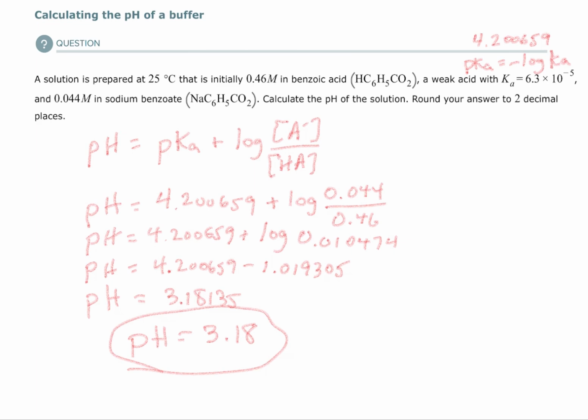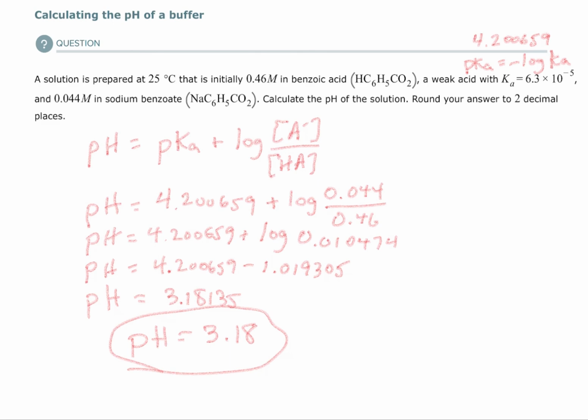So the rest is quite simple. You're just going to fill it in. So I took the negative log of my Ka, found 4.2 something, and then made a fraction out of my molarities, because they gave you the two molarities, the molarity of the conjugate base and the molarity of the acid, and then took two decimal places at the end to find the pH.